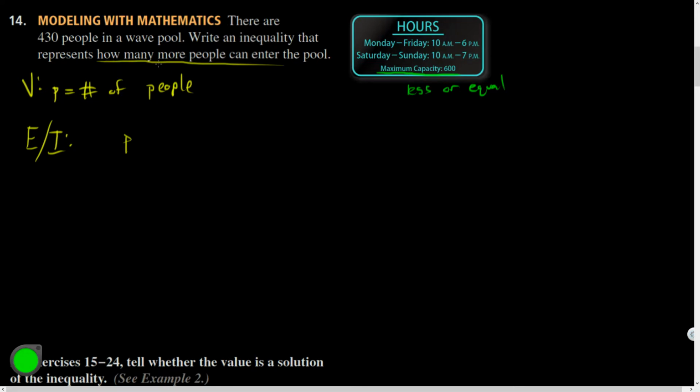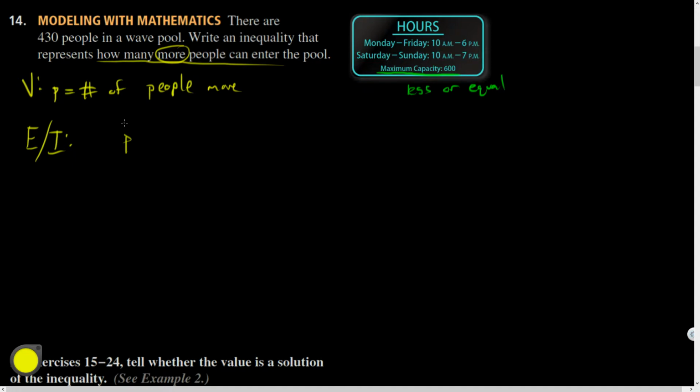Now, let's see. Oh, wait a minute. I just realized something, guys. My variable's wrong. My variable shouldn't be the number of people in the pool. It should be how many more people can enter the pool. How many people more could enter the pool.